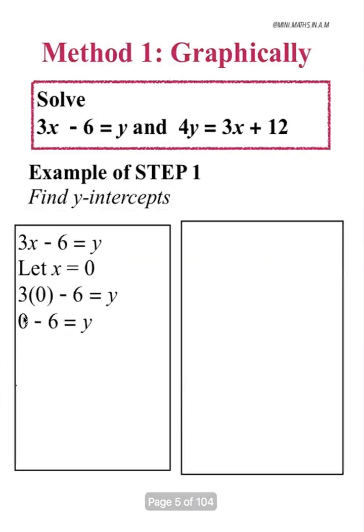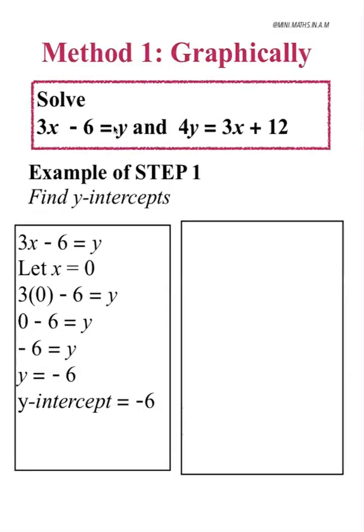So 3 times 0 is 0. So I just write that as 0 minus 6 equals y. Then I can tidy that up because 0 minus 6 is just negative 6. So we have negative 6 equals y. And then I like to write this the other way around, just because I like to have my letter on the left side. So y equals negative 6, which tells us our y-intercept is negative 6. That's done for this one.